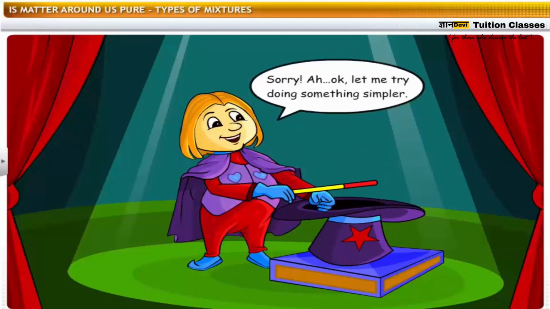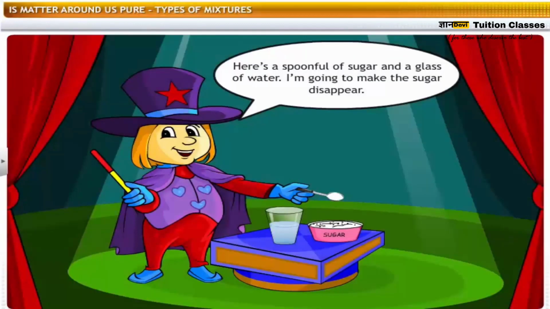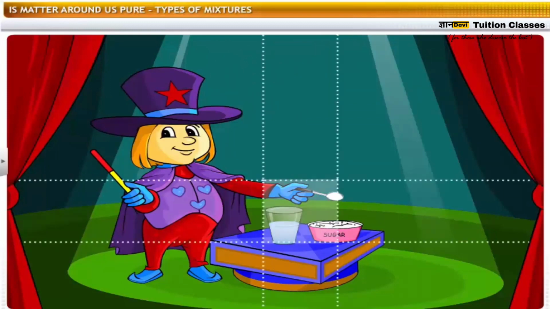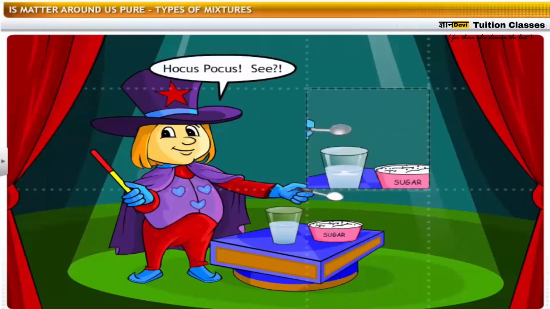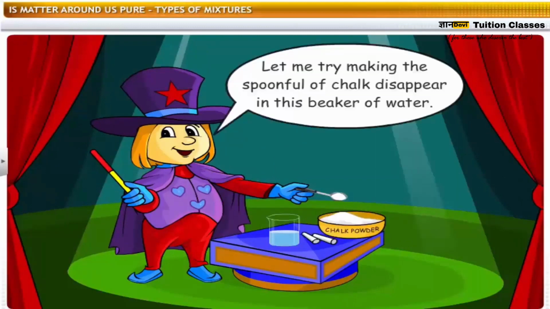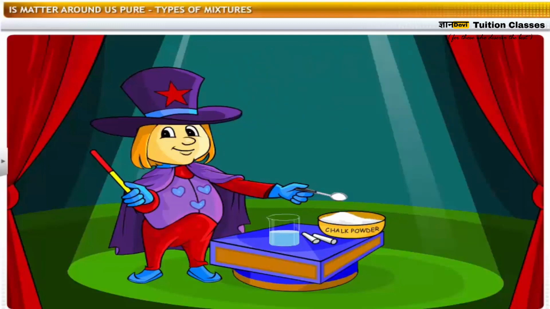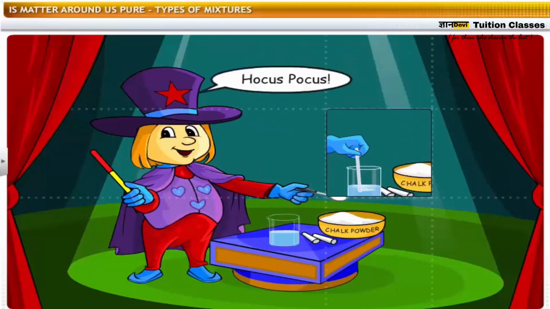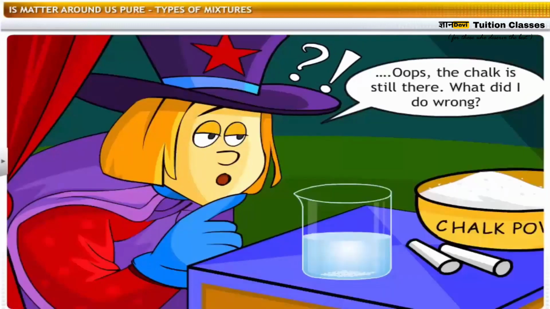Okay. Let me try doing something simpler. Here's a spoonful of sugar and a glass of water. I'm going to make the sugar disappear. Hocus pocus. See? Let me try making the spoonful of chalk disappear in this beaker of water. Hocus pocus. Oops! The chalk is still there. What did I do wrong?